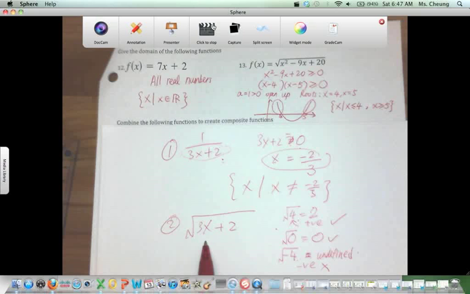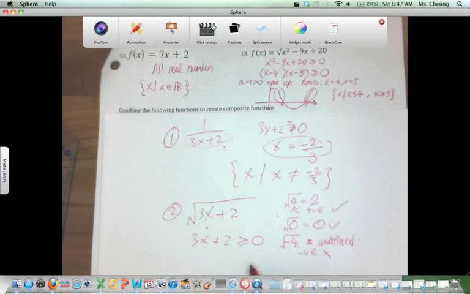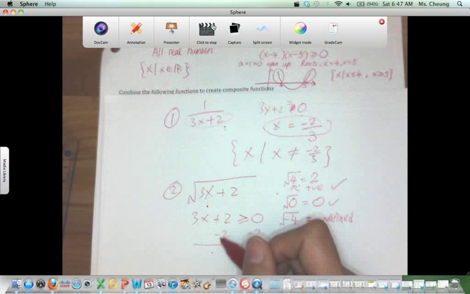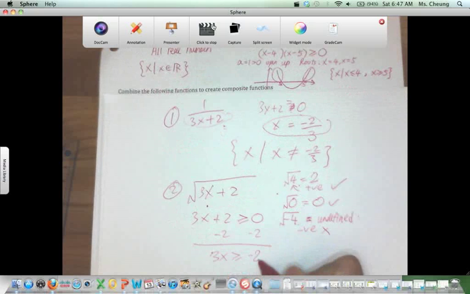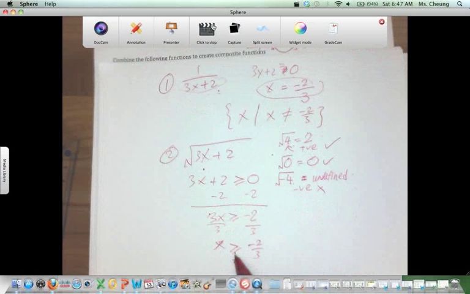That means 3x plus 2 can only be positive or 0. To express that, you have to write an inequality: 3x plus 2 greater than or equal to 0. I subtract 2 on both sides, and then it becomes 3x greater than or equal to negative 2. I divide both sides by 3, so x is greater than or equal to negative 2 over 3. I'm not switching my inequality sign because I'm not dividing or multiplying by a negative number. So my inequality sign stays the same.